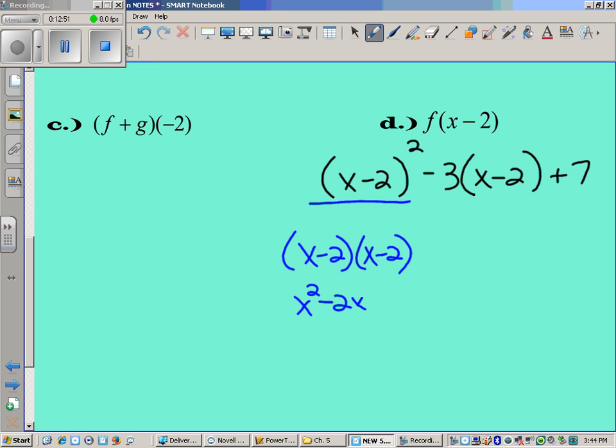X times x is x squared. X times negative 2 is a negative 2x. Negative 2 times x is a negative 2x, and negative 2 times negative 2 is positive 4. That's me foiling. Is that my final answer? Nope.